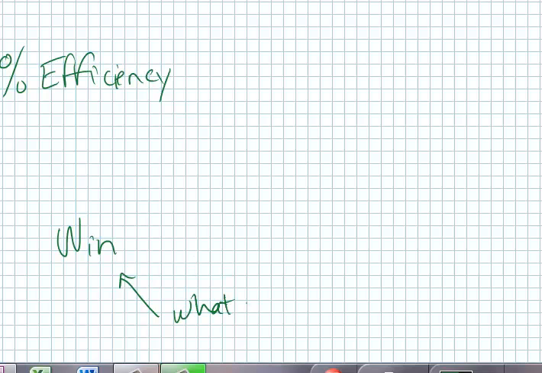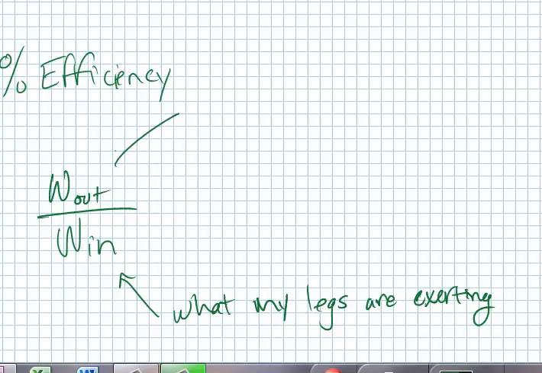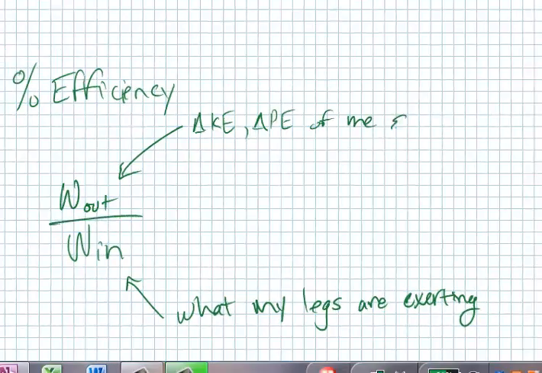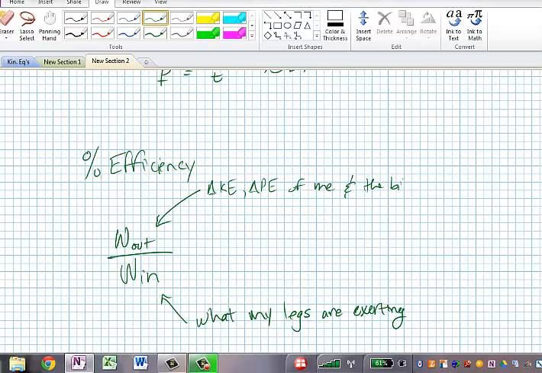So this is what my legs are, let's say, exerting. And I'm going to take the work output, and in the case of the bike, this would be the change in kinetic energy and the change in PE of me and the bike. So maybe I'm going uphill, maybe I'm increasing in speed, maybe both. But that is the output. So it's the observable effect of the work that's being done.